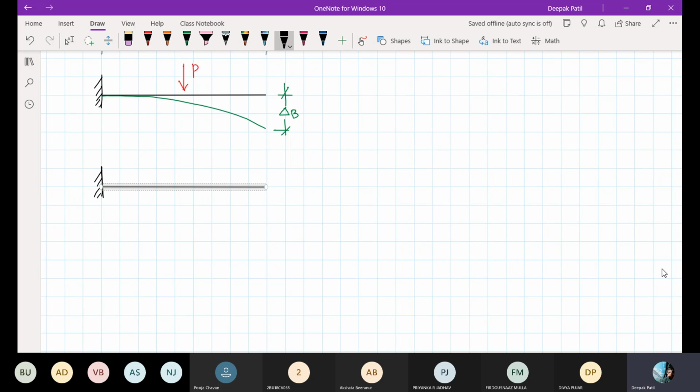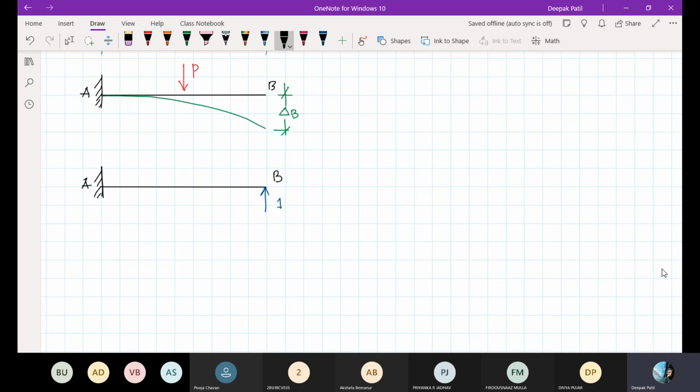I will mark the points A and B. I will draw the same beam. Now the difference is that instead of load P, I will remove that load P. Whatever external load P was acting, I will remove that. Instead of that, I will apply a unit load at B. Why am I doing all these things? I will explain at the end.